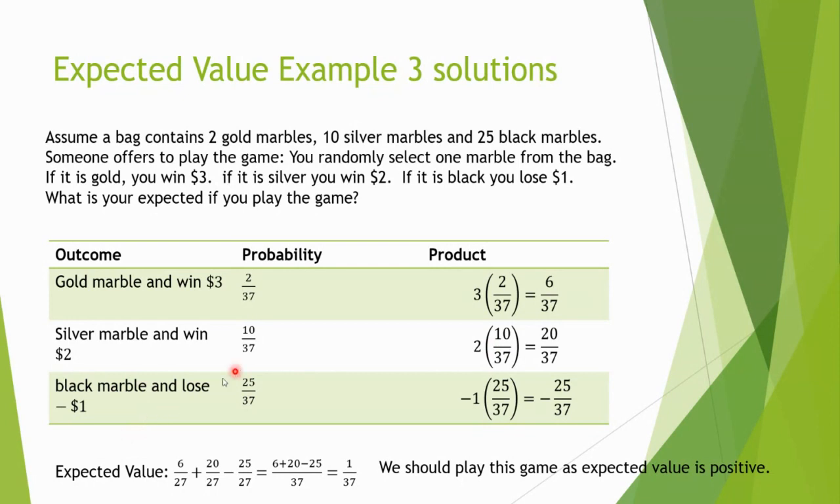Now, for a black marble, if you choose that, you lose $1. That's why we have a negative here, because you're losing money. Okay? Now, there are 25 of those, so the probability of this is 25 out of 37. So if we multiply, we get this. Now, if we were to add up these products, remember, when you add fractions, you're only adding the numerators if the denominators are the same, and they are here.